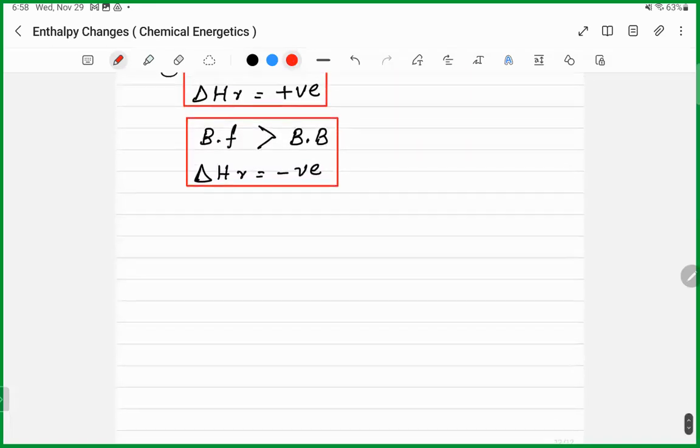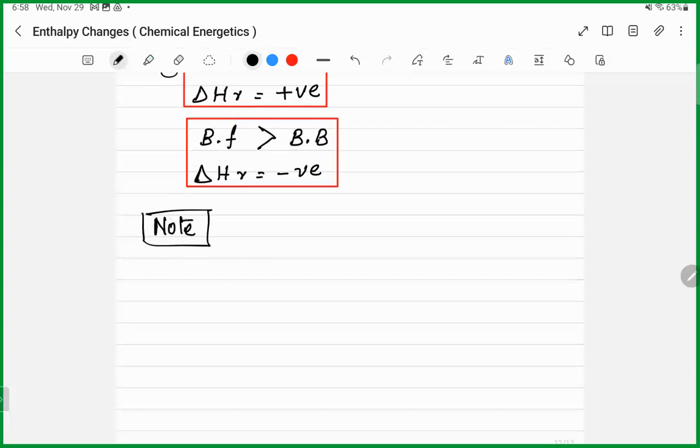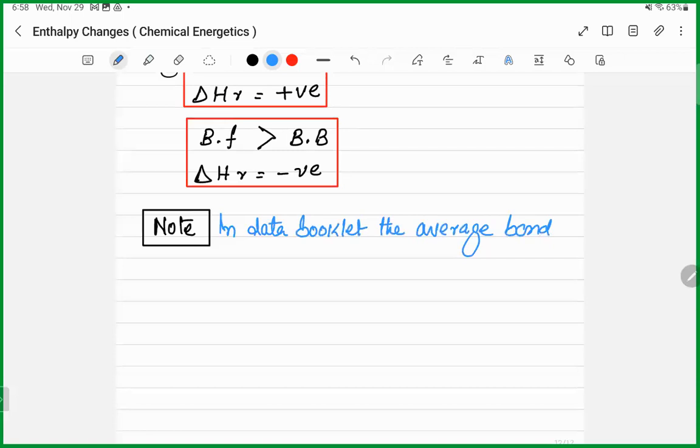और एक बात का और ख्याल रखिएगा, नोट करके मैं यहां लिख रहा हूं, in the data booklet or with the question data, the average bond energy values are given. यानी in a question के data में भी they will give it to you. The same data of the booklet is given with the question paper. ठीक है, the data booklet, the average bond energy values are given.